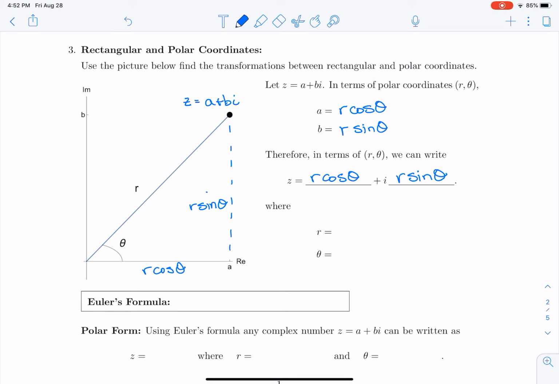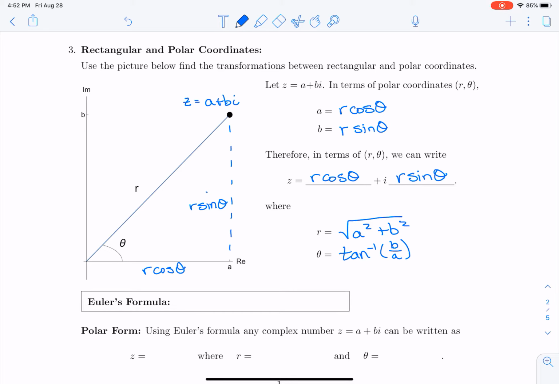Now, r, I said, was the distance from the origin. We can write r in terms of a and b. r is going to be the square root of a squared plus b squared. And then we can use some trigonometry to see that the tangent of theta is supposed to be b over a. So theta, which is often called the argument of a complex number, would be the arctangent of b over a. And so we can go back and forth between this representation in rectangular coordinates and polar coordinates.